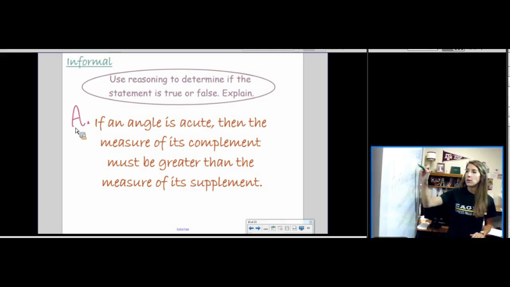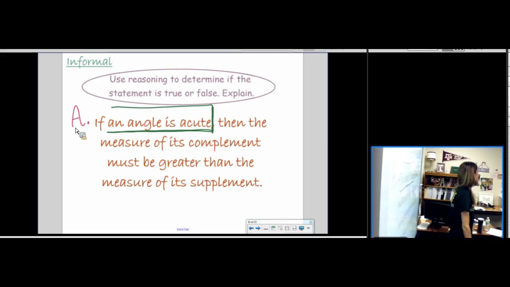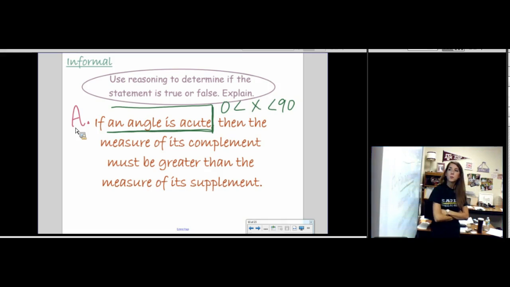If an angle is acute. Okay, let's stop there. That's the hypothesis. So, it's acute. What could it measure? What's the range? What could it measure? Less than 90 and greater than 0. Okay, so we already know that our angle is either greater than 0, less than 90, somewhere in that range. The measure of its complement is greater than the measure of its supplement. Now, wait a minute. Complement, what does that mean again? Add up to 90. Thank you, Helen.